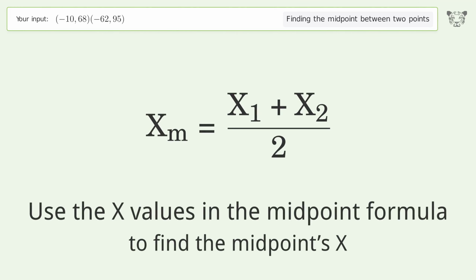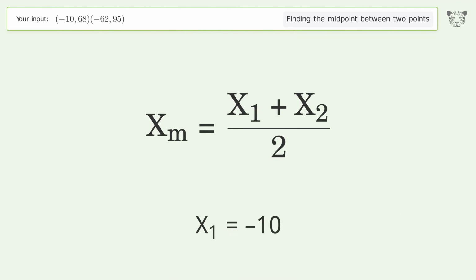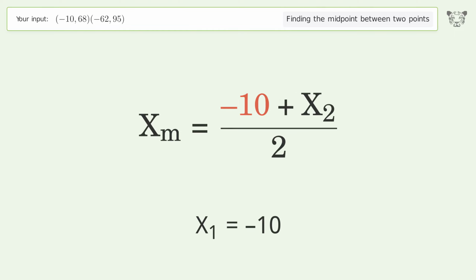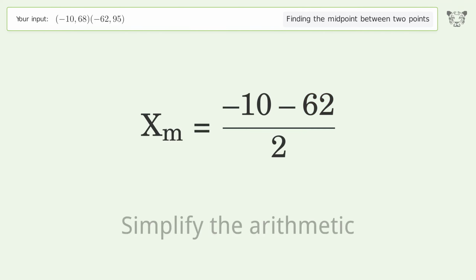Use the x values in the midpoint formula to find the midpoints x. x1 equals negative 10. x2 equals negative 62. Simplify the arithmetic.